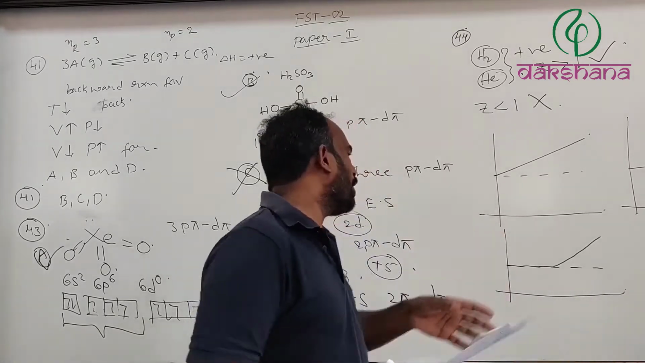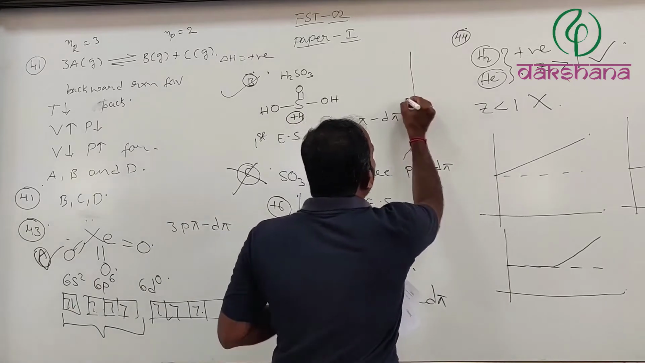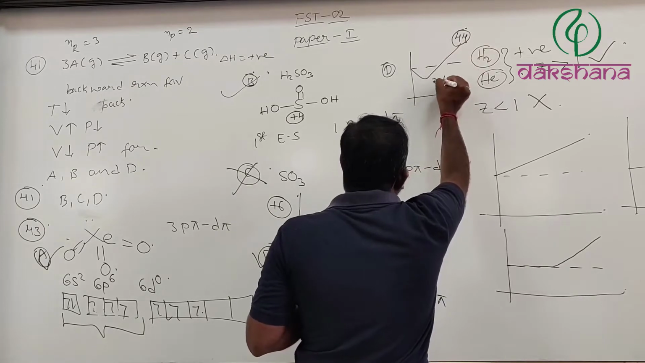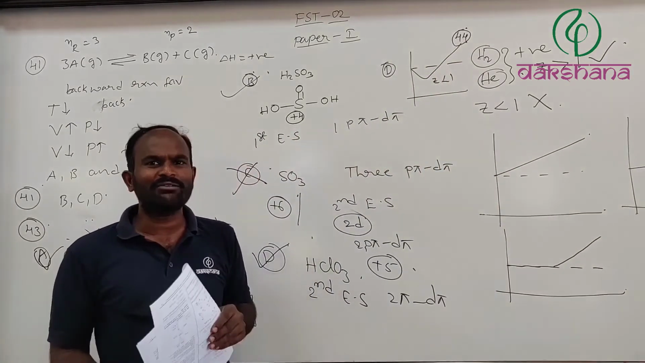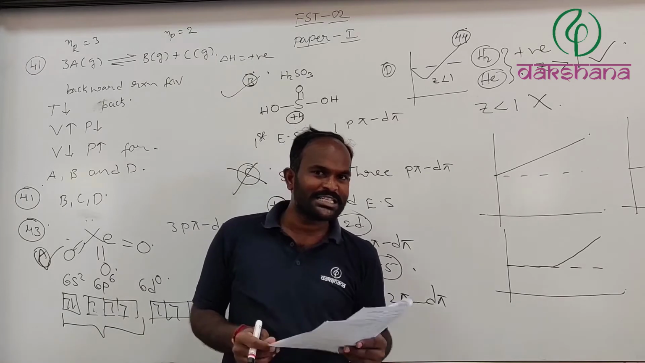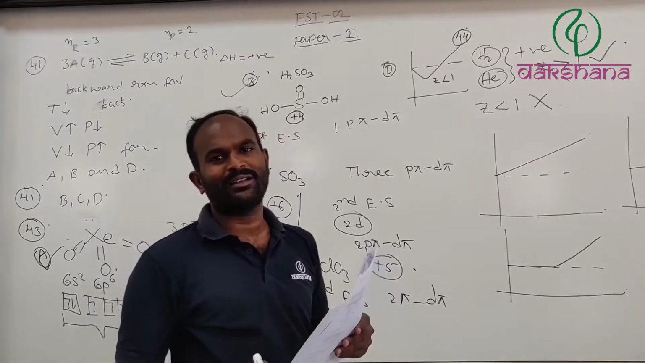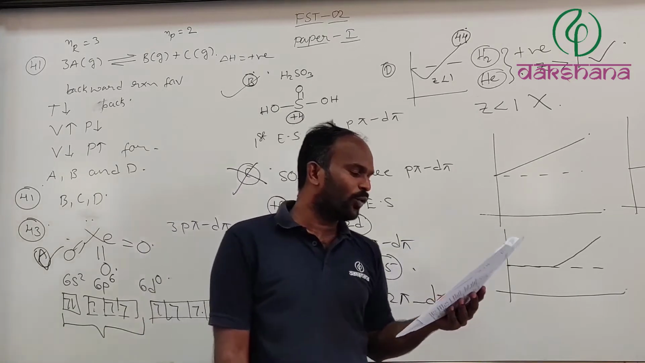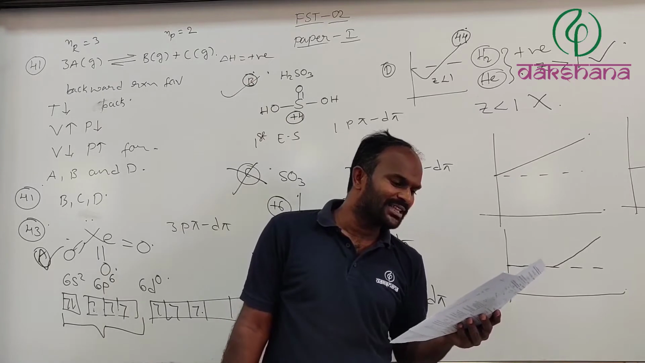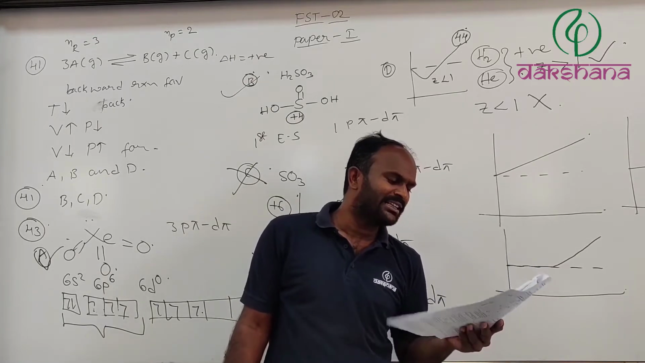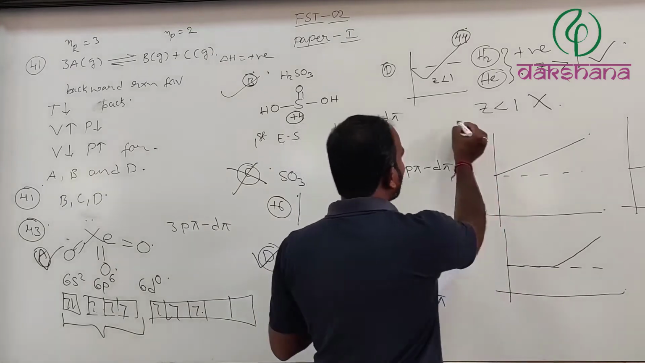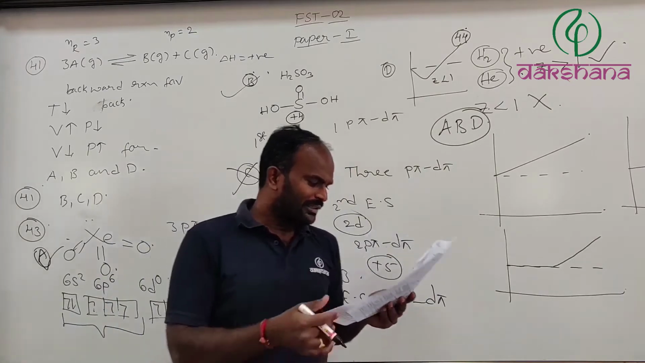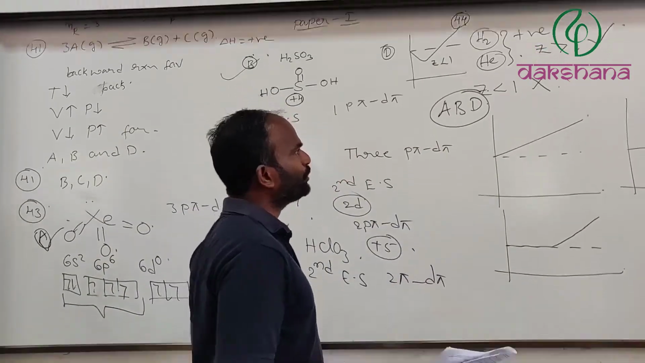Next, option D is hopeless, because it has Z less than 1, which is impossible. It is not at all possible. That's why it is not going to happen. Therefore, only option C is the correct graph, whereas we needed the incorrect graphs. Therefore, A, B as well as D. These are the options you have to keep in mind, and you have to put the tick.